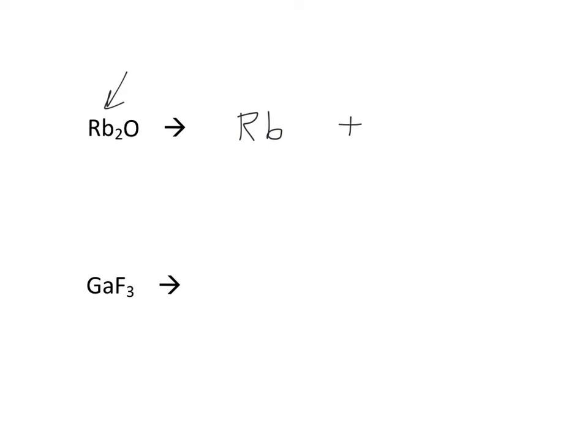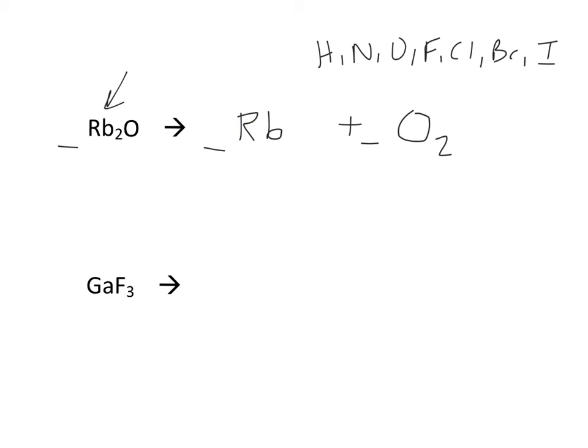Then oxygen is the other product, but O is one of the diatomic elements. Remember, there are 7 of them on the table: H, N, O, F, Cl, Br, and I. Those will never be by themselves; they'll be diatomic. So the products are Rb plus O2. And again, after the fact, I would go back and add the coefficients necessary to balance it, which I'm not going to do here.